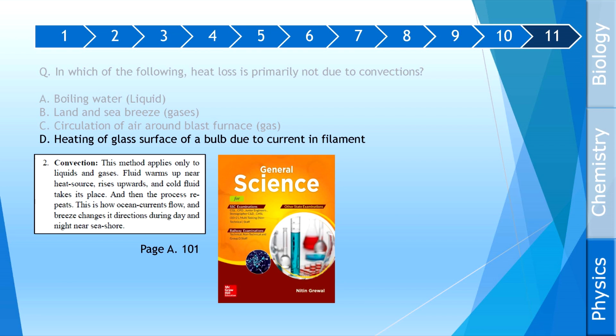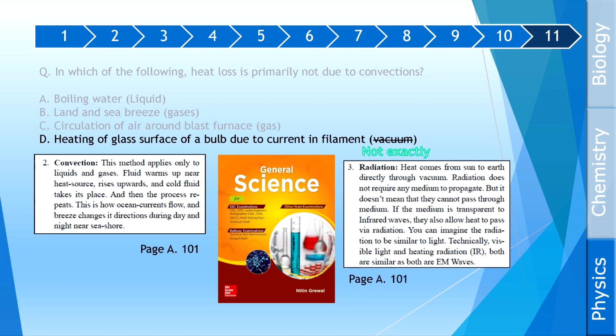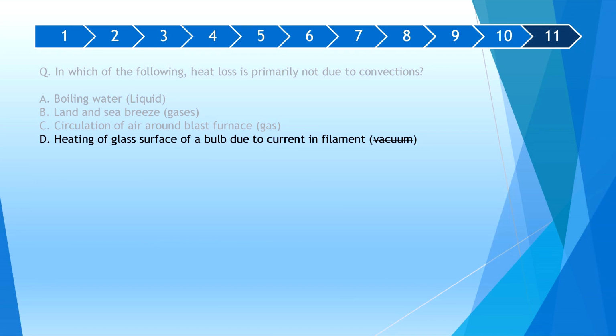Third option is circulation of air, again an example of gas, but heating of bulb glass is not mainly by gas. We like to believe that there is a vacuum in the bulb. Well, not exactly. Actually, there are gases inside the bulb, but refer to radiation in my book and you will find that radiation need not be in perfect vacuum. Second, radiation is similar to light, so any heating along with the light is radiation. Options A, B, C are not light producing examples, whereas the bulb is primarily an example of heating by radiation. So option D is the correct answer.